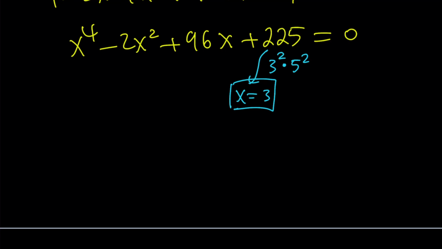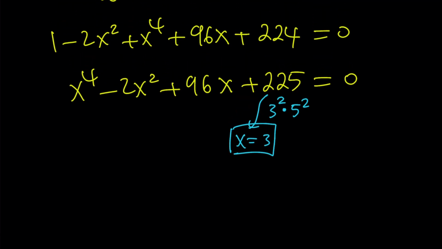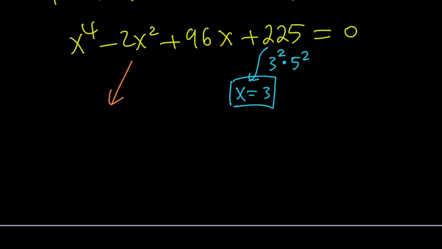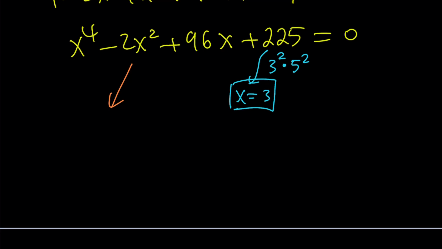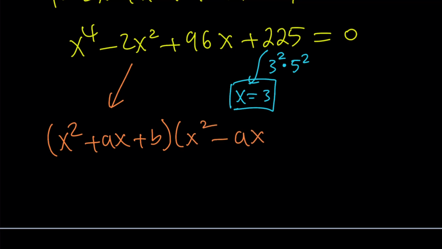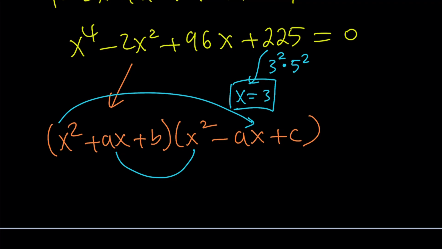But this is not the only way to do it, by the way. And notice that x cubed is missing. So that's a nice thing. We can actually factor our quartic. Yes, this is a quartic, right? (x squared plus ax plus b) and (x squared minus ax plus c). Now, why did I pick plus ax and minus ax? Because I want x cubed to disappear. So when you distribute this, you're going to get a negative ax cubed and a positive ax cubed, and that's going to disappear. And that is the only way to get x cubed. Make sense?